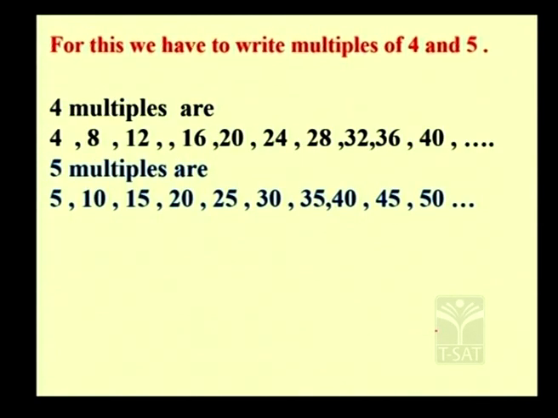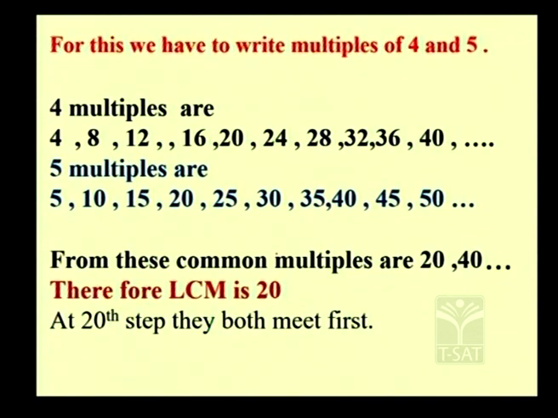See here, for this we have to write multiples of 4 and 5. Already we know the multiples of 4, that is 4, 8, 12, 16, 20, 24, 28, 32, 36, 40, and so on, right? And multiples of 5 are also here: 5, 10, 15, 20, 25, 30, 35, 40, 45, and so on. Now, observe here, the common multiples are 20 and 40. Here 20 is here and 20 is here. These are common, and 40 is here and 40 is here also in the multiples of 5.